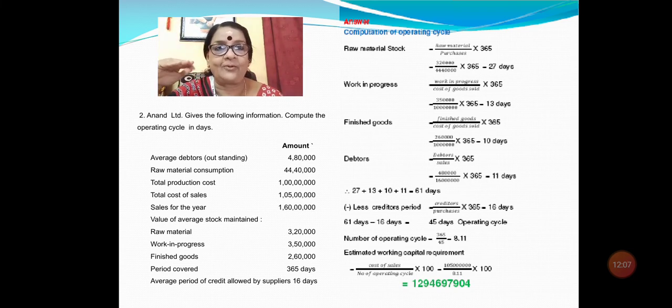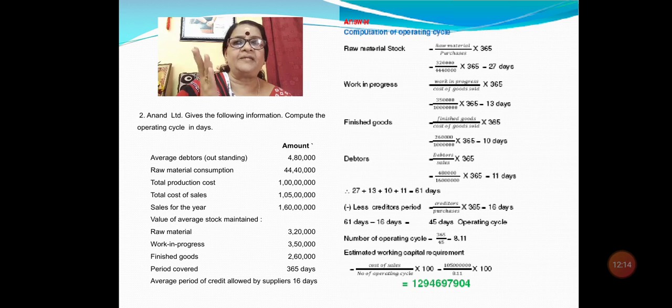So that part is also over. So the second problem is over. I think it's enough to find out the operating cycle or the cash conversion cycle. So we can stop here. Next we can have the calculation of working capital requirements of a firm.